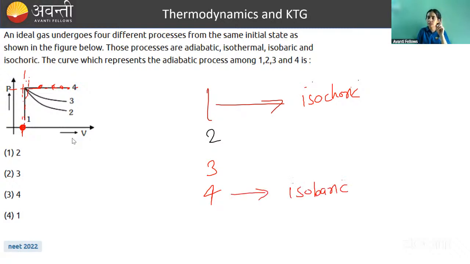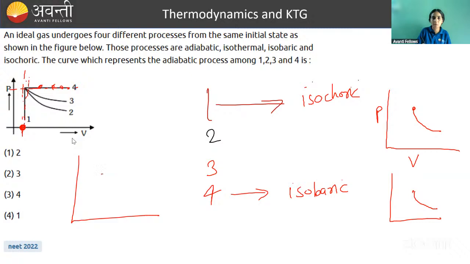Now we have 2 curves which are not straight line, right? They are curved like this. So one will be isothermal, another will be adiabatic. So you must have read PV curve for isothermal and adiabatic. For isothermal, it is like this, and also for adiabatic, the curve is like this. But if you have to draw them together, अगर एक साथ आप draw कर रहे हो, then adiabatic curve is more steep and isothermal curve is less steep.